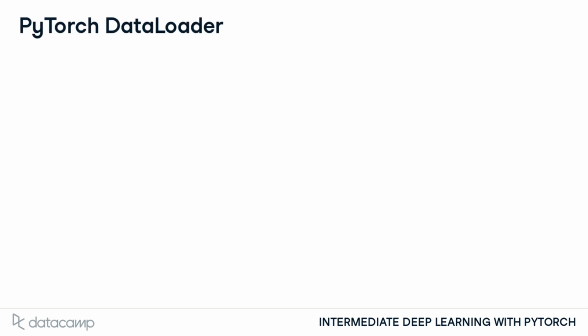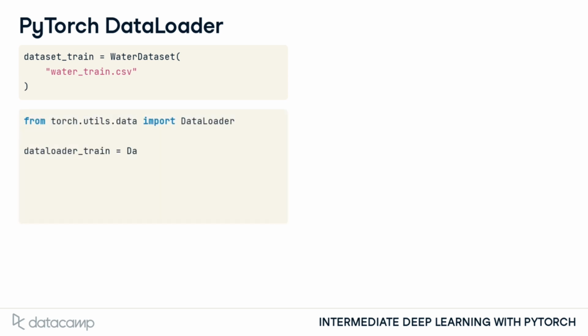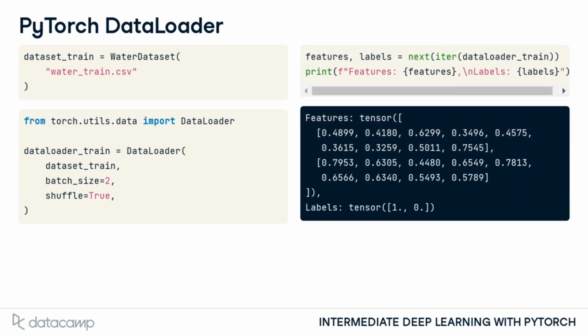With the water dataset class defined, we create an instance of the dataset, passing it the training data file path. Then we pass the dataset to the PyTorch data loader, setting the batch size to 2 and shuffling the training samples randomly. We use the next iter combination to get one batch from the data loader. With a batch size of 2, we get 2 samples, each consisting of 9 features and the target label.